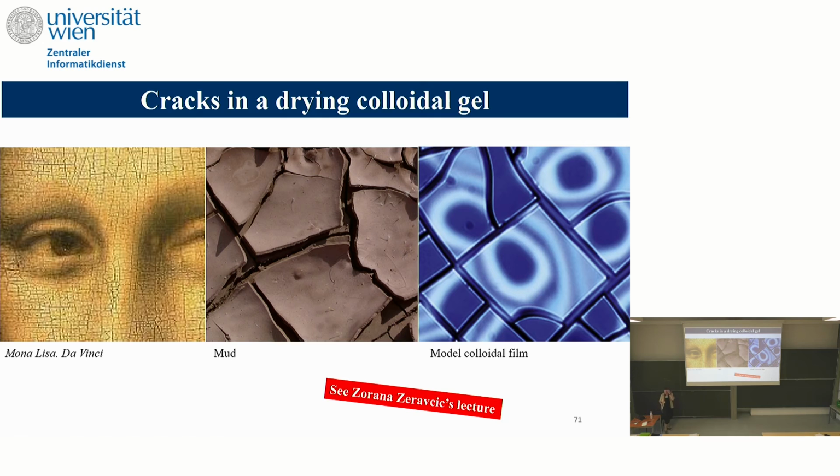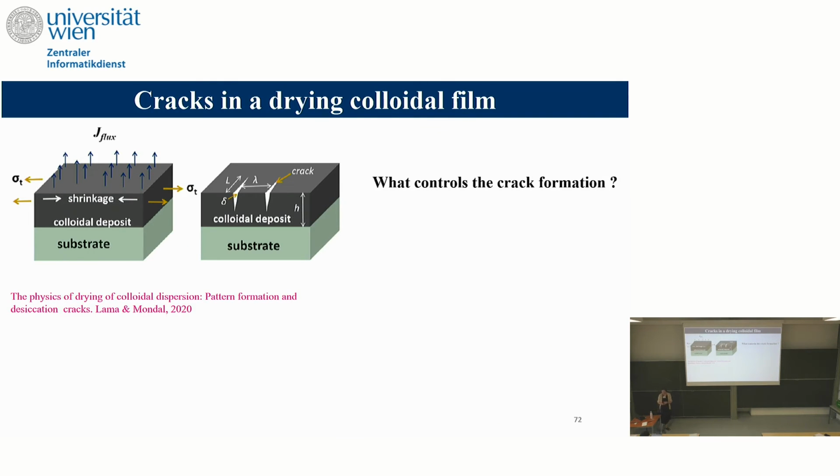And cracks, you have them in a lot of colloidal gels when they dry. You have them in the Mona Lisa, in mud, in model colloidal films, and in fact you have the same pattern, and I think Zorana showed some of these mud patterns. You have the same kind of pattern that you could have in other types of out-of-equilibrium processes. So it's interesting, and you can get nice pictures, but it's very complicated. Why is it complicated? What is the basic mechanism? Why do you have these cracks?